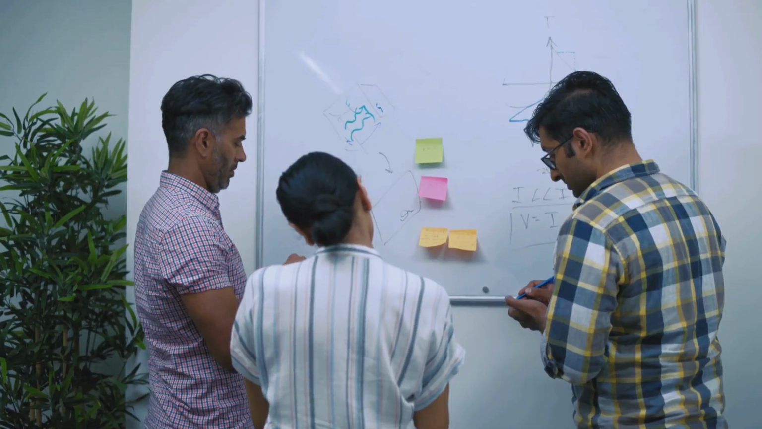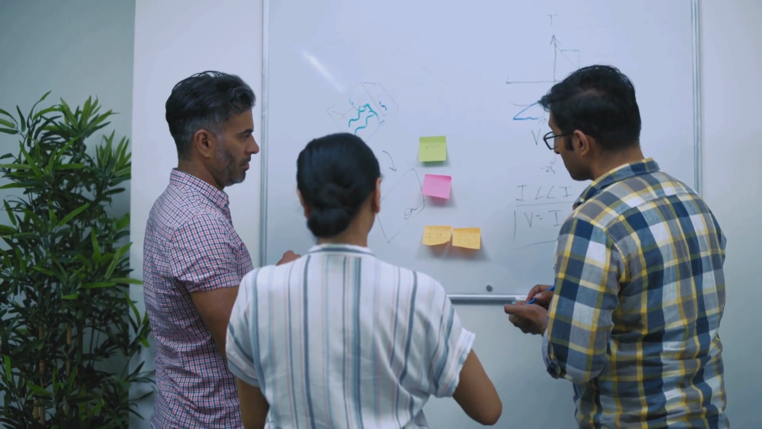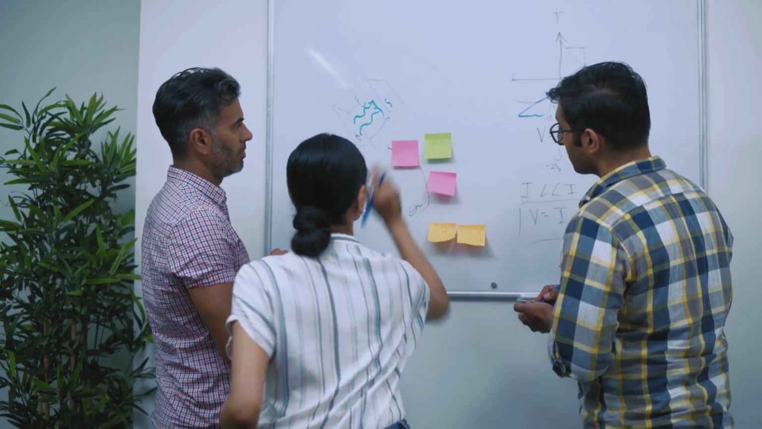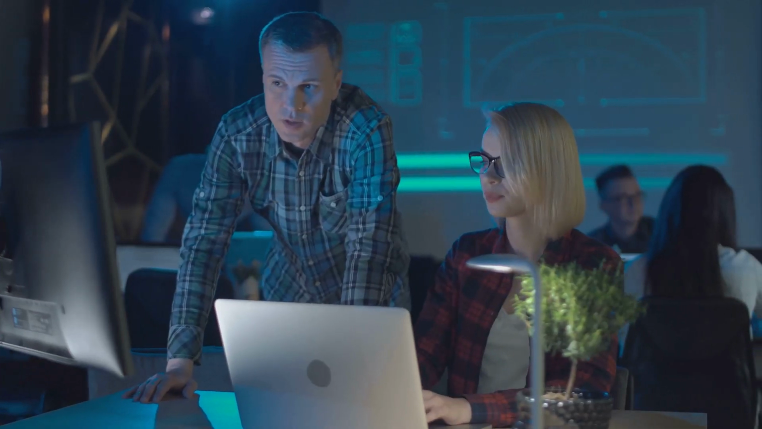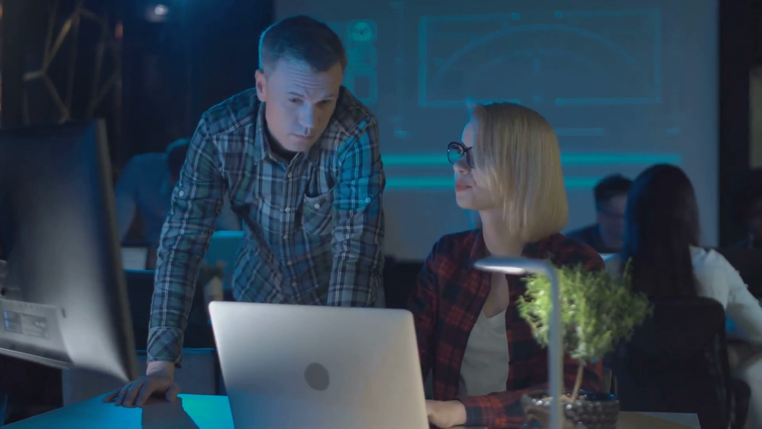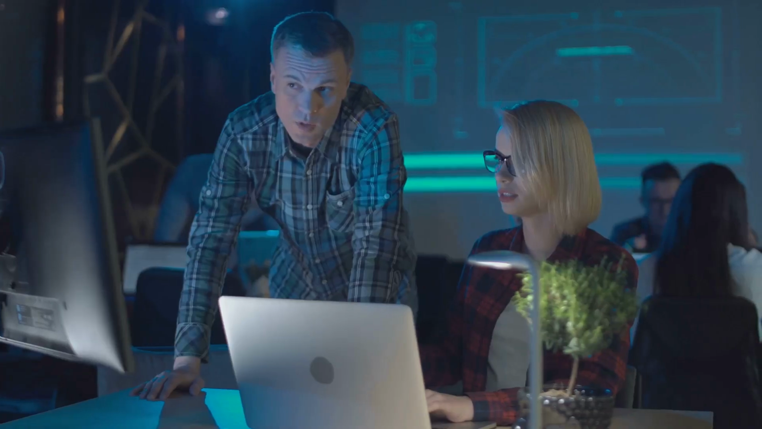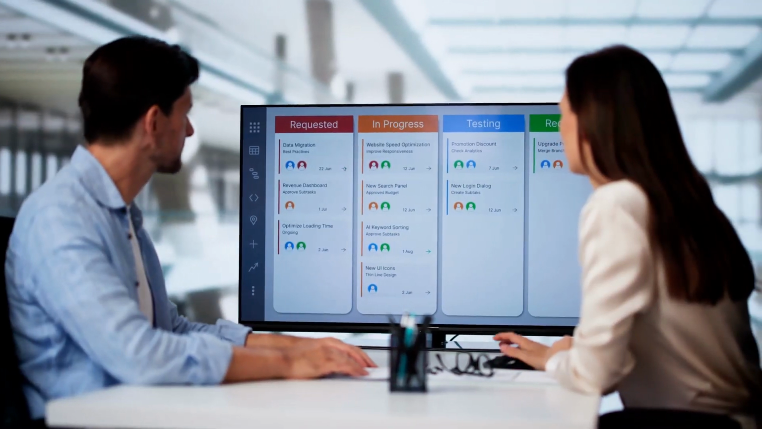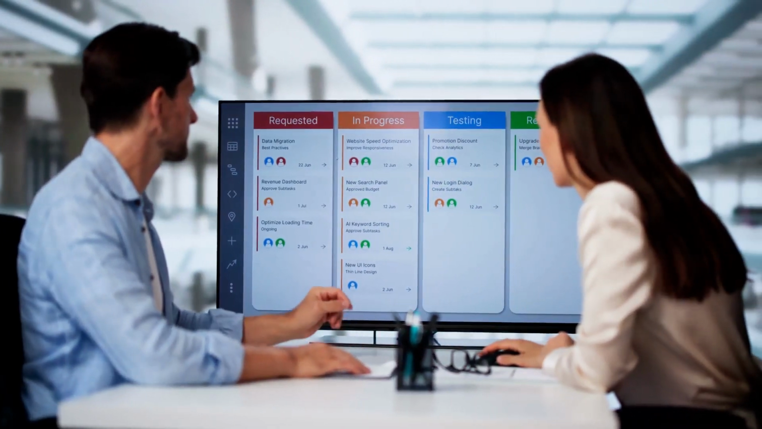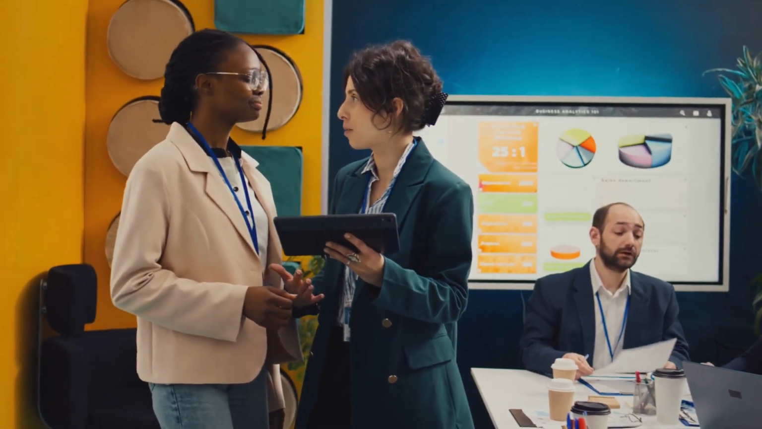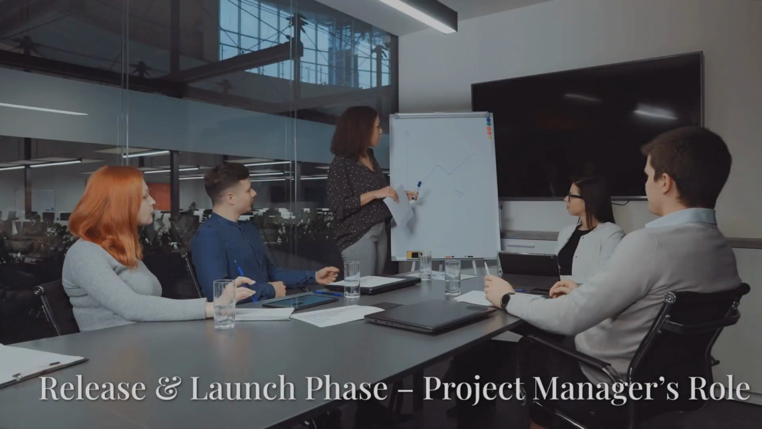This is where the Scrum Master is most hands-on. They facilitate all Scrum ceremonies: daily stand-ups, sprint planning, sprint reviews, and retrospectives. Their main focus is to remove impediments that hinder team productivity and to protect the team from external distractions. The Scrum Master ensures continuous delivery of value by helping the team stay focused, collaborate effectively, and uphold Agile values such as transparency, inspection, and adaptation.